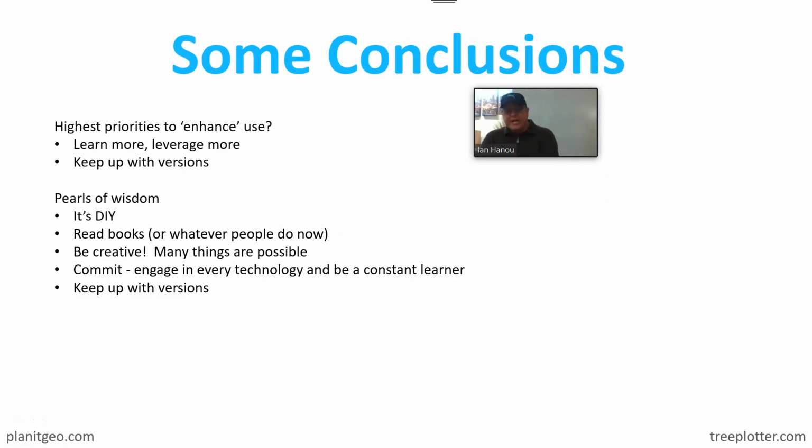Some conclusions, and again, a couple of points that we're bringing to the table based on what we're looking for out of this conference. What are our highest priorities to enhance the use of FOSS4G technologies? Learn more and leverage more. We're learning about GeoPackage right now. It's got a lot of neat things about it, but also keeping up with the versions. In other words, each one of these libraries gets better every time. So our highest priorities are basically to leverage what's there and to learn more about the libraries we're not using.